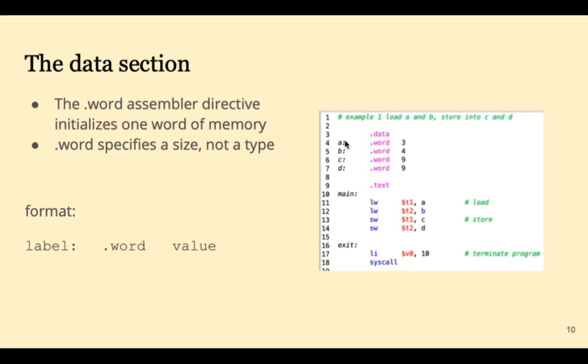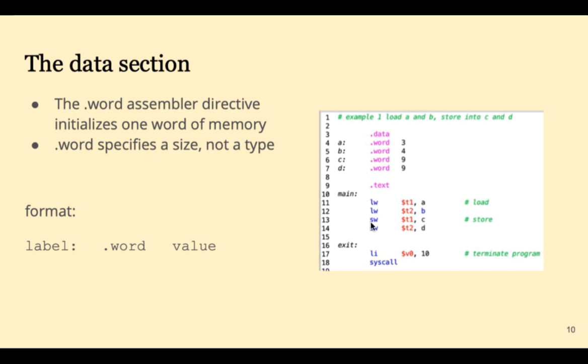So how are A, B, C, D like and not like variables? They're like variables in that they have a name and an initial value and a size, 32 bits in this case. They're not like variables because they don't have a type. The word could hold an integer or characters or other types of data. It's up to the programmer to keep track of what's in there.